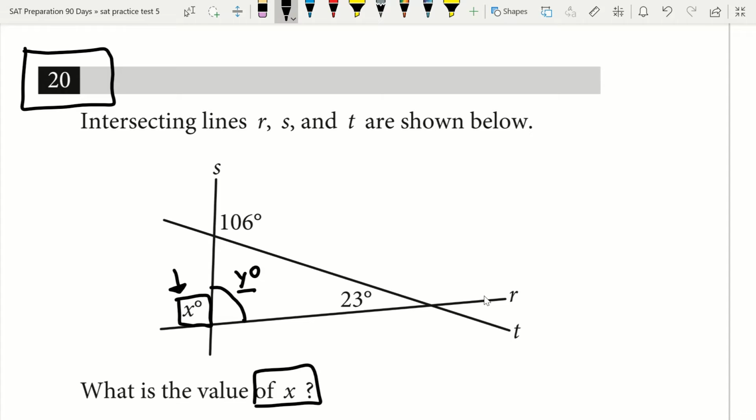How do I know that that's the angle that I need? Well, if I take a look, we have line R, and we see that line R has x and y. So that means that angle x plus angle y have to equal 180 since it's along one line, right?